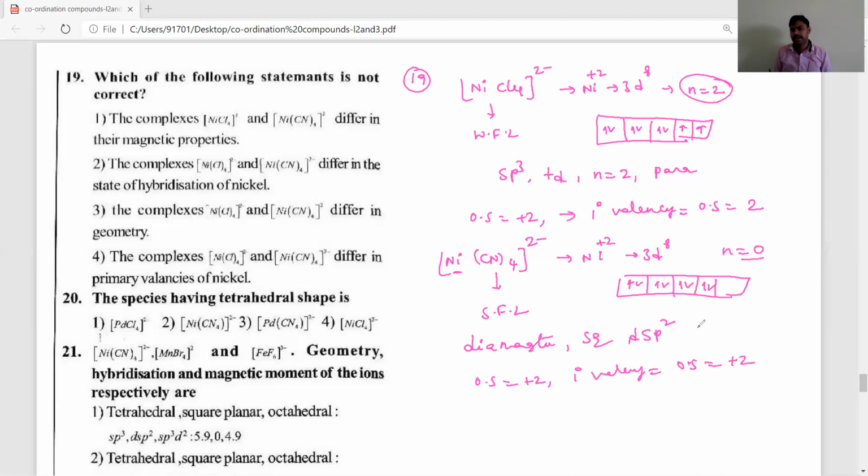So which statement is incorrect? Let's see the fourth statement: the two complexes NiCl4 2- and Ni(CN)4 2- differ in primary valencies. The primary valency is not different, it is the same. But geometry, hybridization and magnetic nature are different. NiCl4 2- is sp3 tetrahedral and paramagnetic, with weak field ligands; Ni(CN)4 2- is dsp2 square planar and diamagnetic, with strong field ligands. That is very, very important.